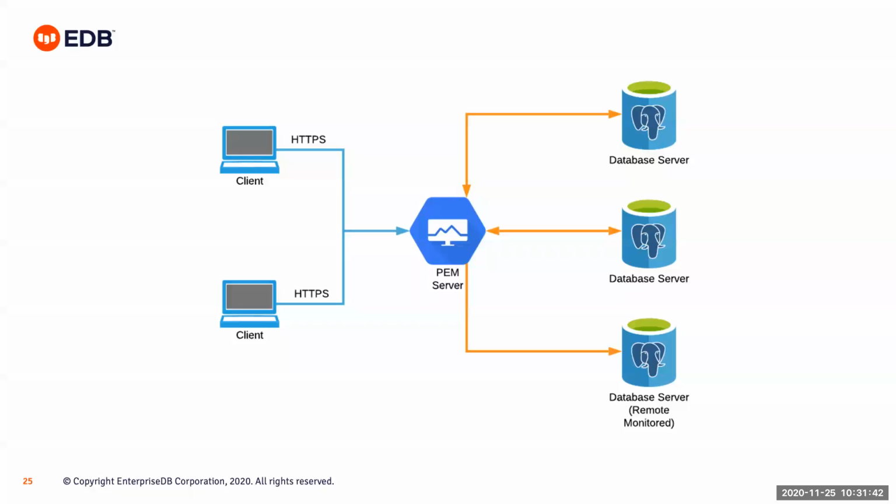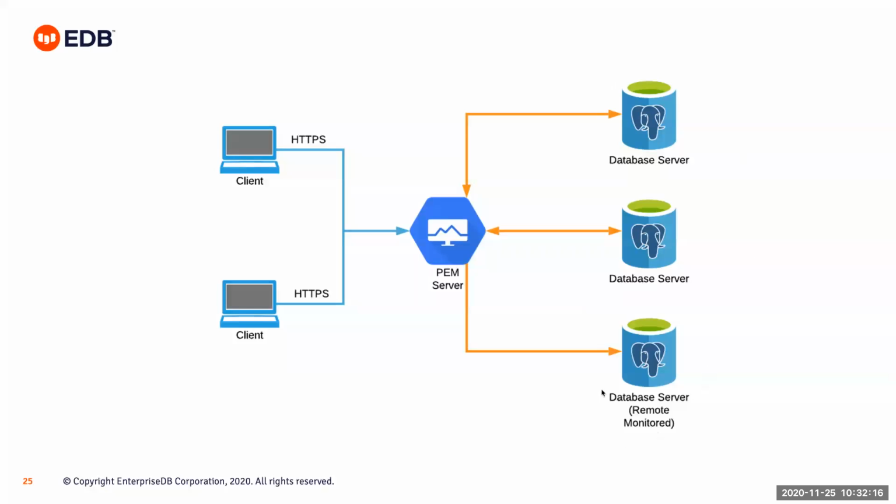It looks like this. In this case, we have a number of database servers. On each of these servers, there is what's called a PEM agent running. The PEM agent is the one responsible for running all the probes, gathering the metrics, and sending that information to the PEM server. These two are monitored in that way with the PEM agent running directly on the database server.